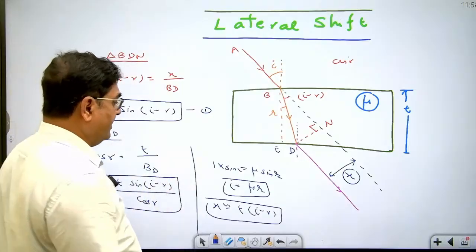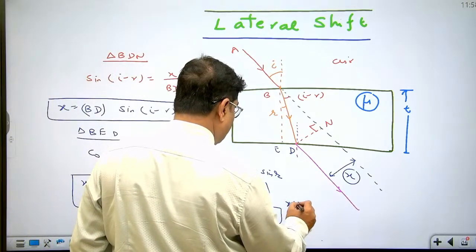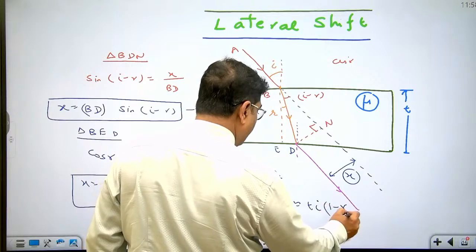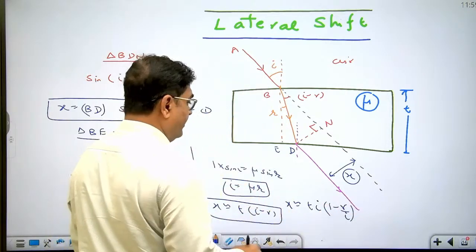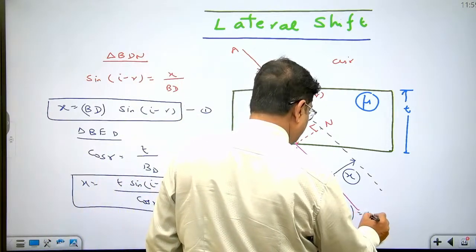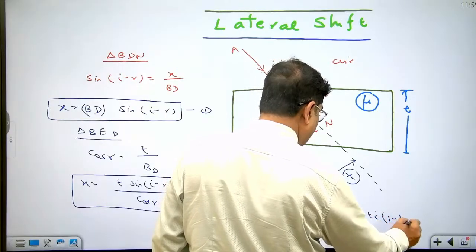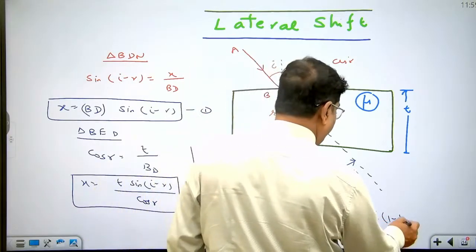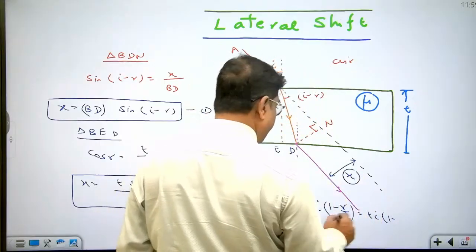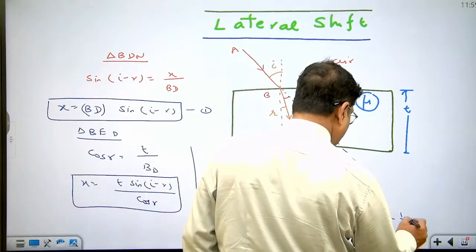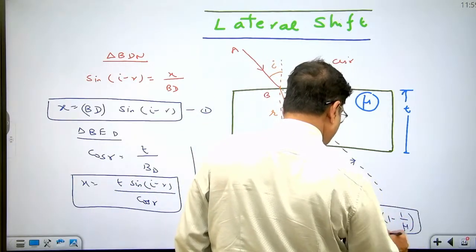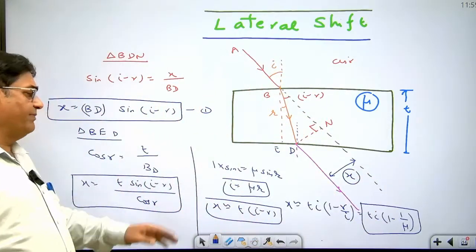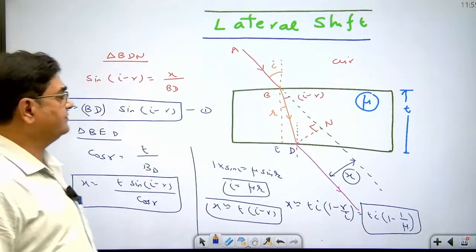So this x can be written as T i (1 minus r upon i), and then r upon i can be written as 1 upon mu. In this equation, the value of i should be written in radian. This is the way in which we will be calculating lateral shift.